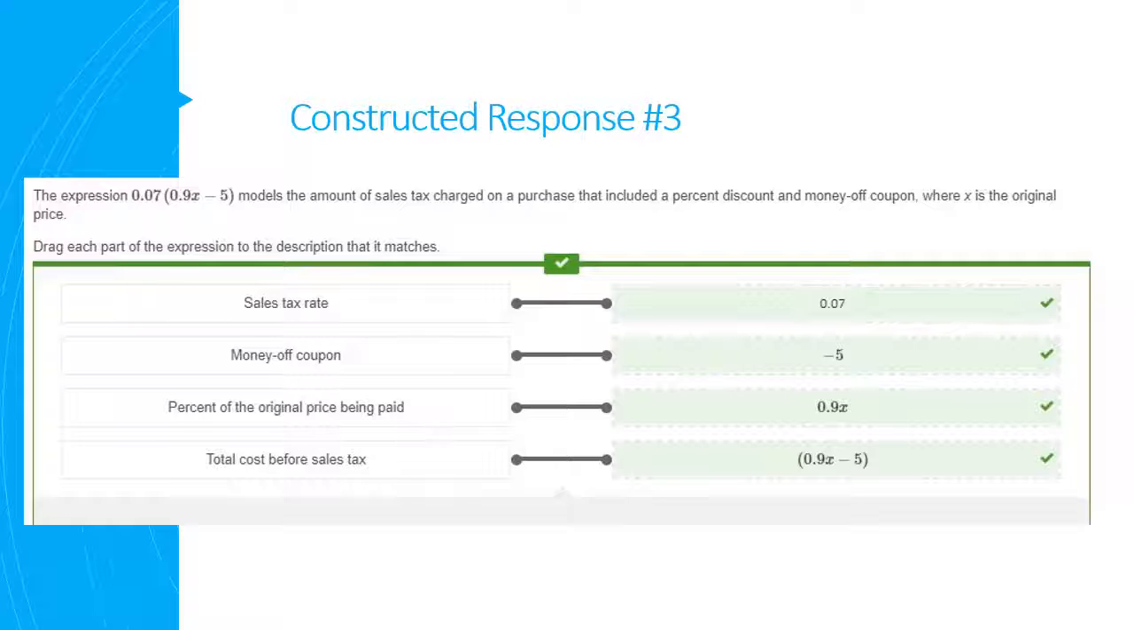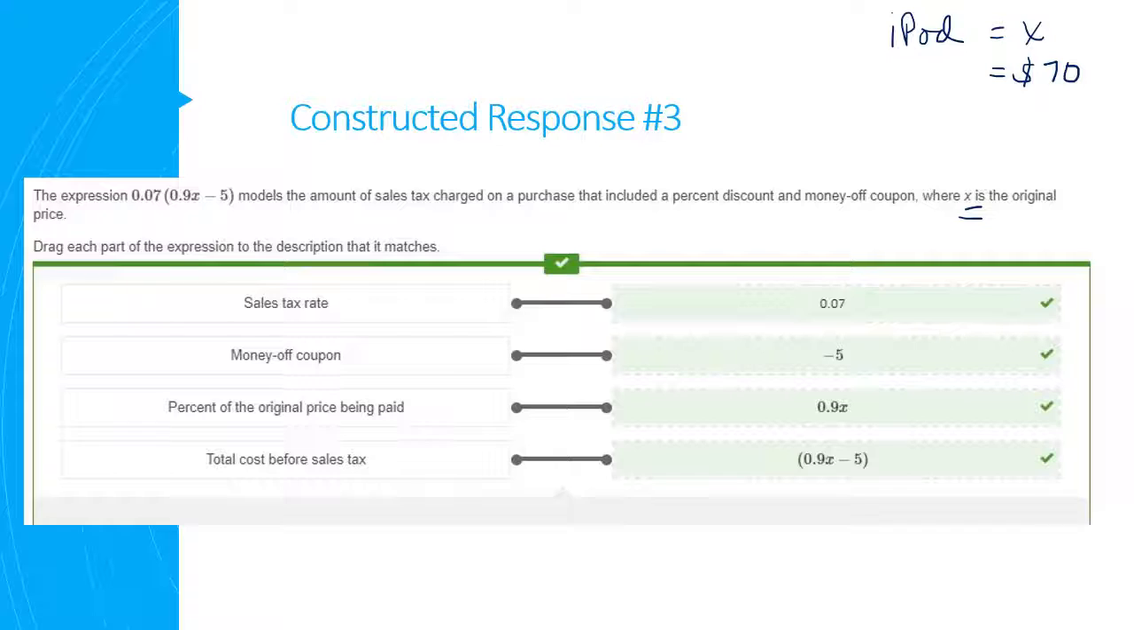Okay, so let's think about this in context. You're going to the store and you're buying something. Let's say we're buying an iPod. So here is my original price. My iPod costs x dollars. Let's say, for the sake of this example, it's 70 bucks.